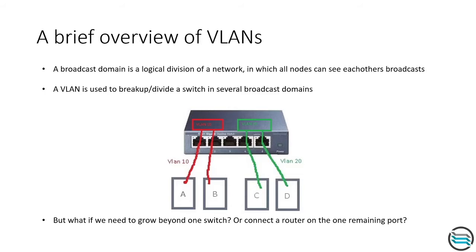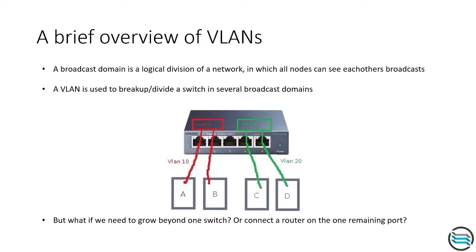So as you can see in the picture here, we have a switch with two VLANs. We have the red VLAN 10, we have the green VLAN 20. And the result of cutting up the switch like this is that A and B can talk to each other and C and D can talk to each other, but A and B cannot talk to C and D. So in this way we have divided the switch into two broadcast domains, two VLANs.